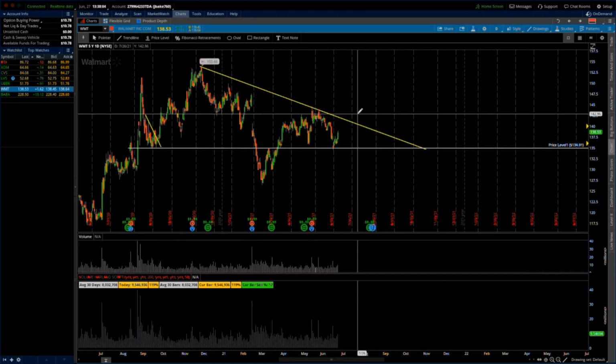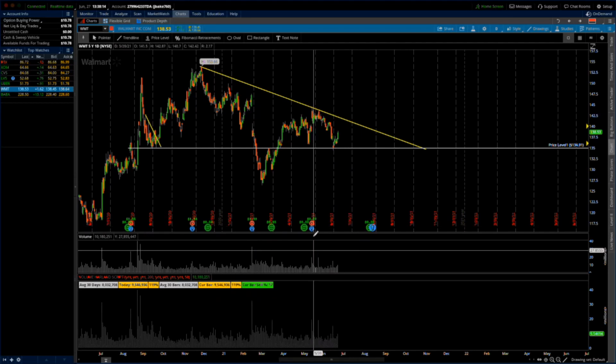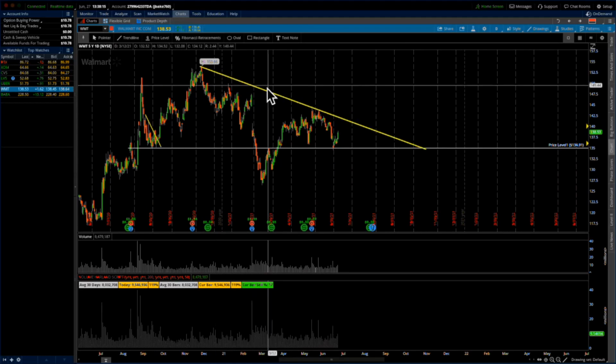All right, so what is volume price analysis? Volume price analysis is basically the study of the relationship between volume and price. So basically, what we're doing is using volume to validate what we see on our charts.